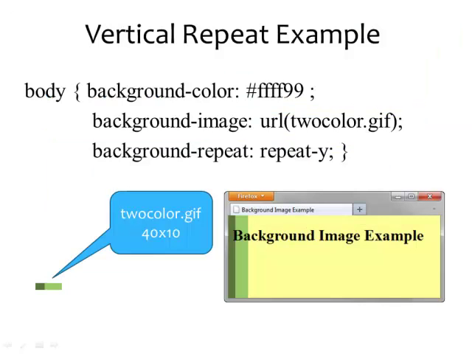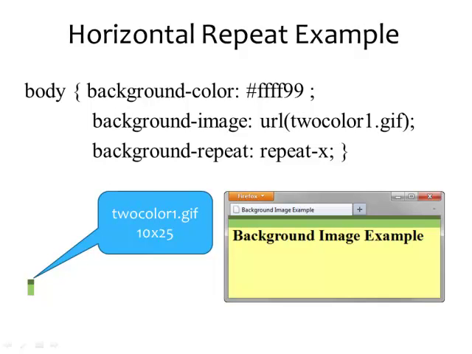This CSS configures a soft yellow background color for the page along with a 40 pixel by 10 pixel background image named tocolor.gif, which will tile vertically down the page. This CSS configures a soft yellow background color for the page along with a 10 pixel by 25 pixel background image named tocolor1.gif, which will tile horizontally across the page.